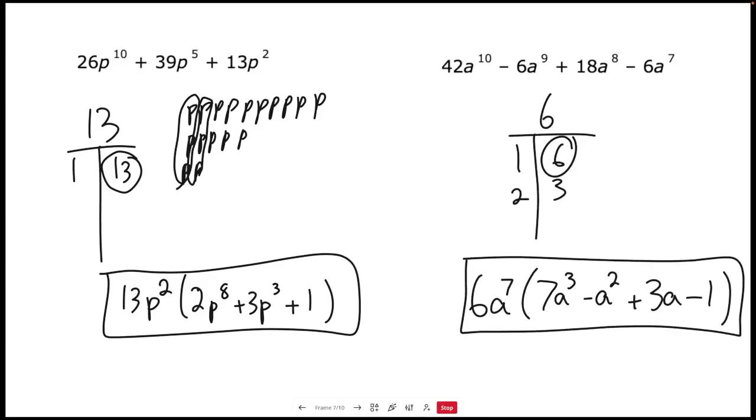And for the second problem, the lowest number was 6, so I factored that. And then the lowest exponent on the variable was 7, so we're going to take an a to the 7th. And here's your final answer: 6a to the 7th (7a cubed minus a squared plus 3a minus 1).